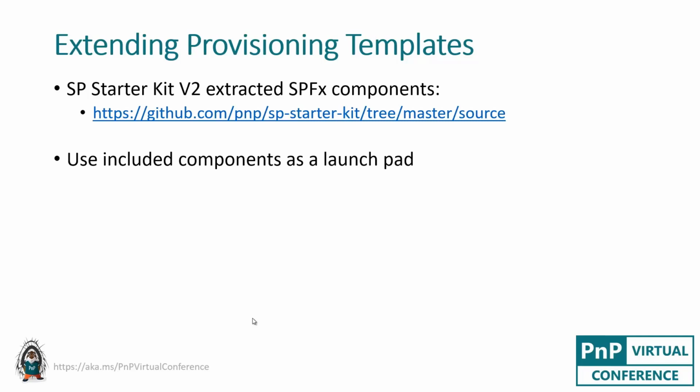You don't have to use the provisioning template if you don't want. If all you want are a few of the web parts, great. Use them. Take the SPPKGs, throw them into your tenant app catalog. Take the source code, put it into your own project, your own repo. Work with your team to make them just super cool and do whatever it is that you want with them.